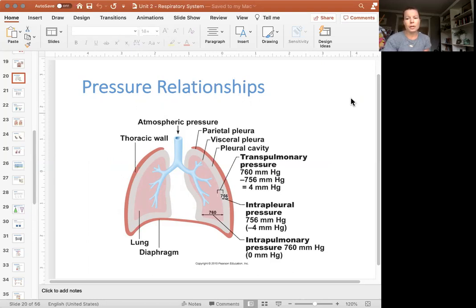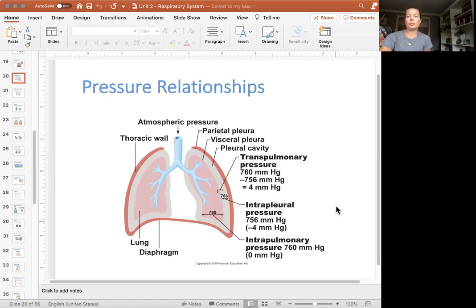The respiratory pressures are always explained in relation to atmospheric pressure, which is the pressure of the air that is surrounding the outside of the body. Just to give you an idea of what this pressure is typically like, at sea level, which is roughly where we are living in Delaware, atmospheric pressure is about 760 millimeters of mercury. You can see 760 right here. So that is the pressure in the air around us.